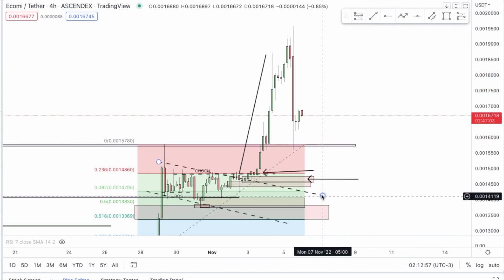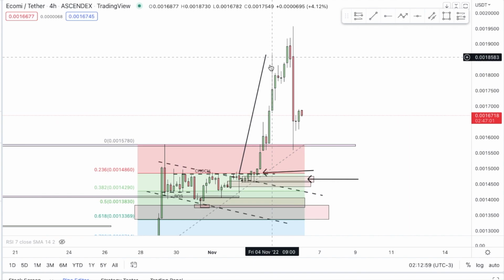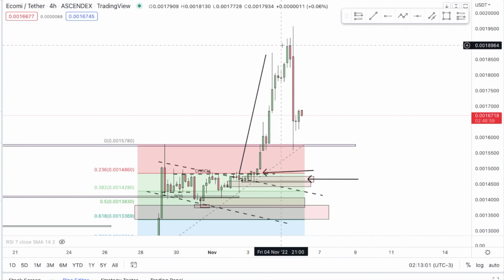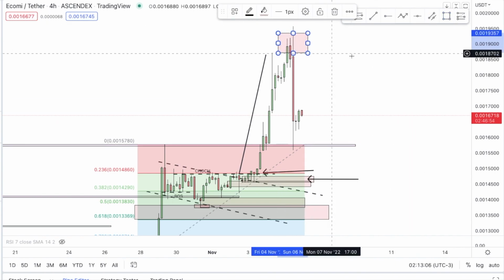Exactly when price broke out, it went towards our liquidation zone and price came back down, went back up, and a lot of people were fearful. And this is what I try to mention. Don't get faked out. This is just to take you out of the market.